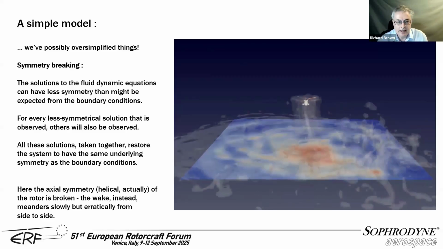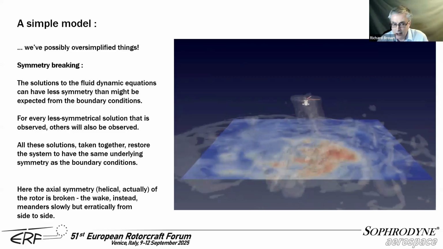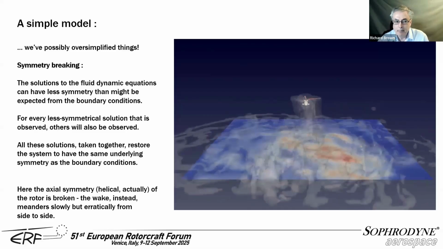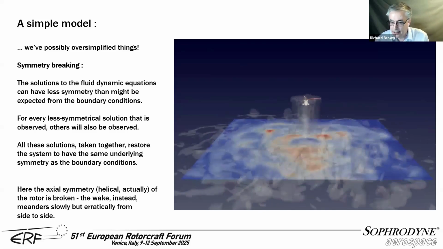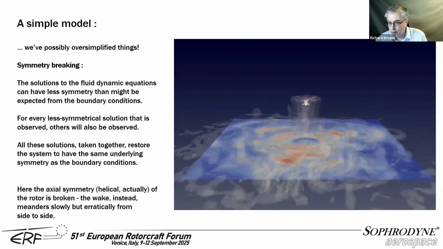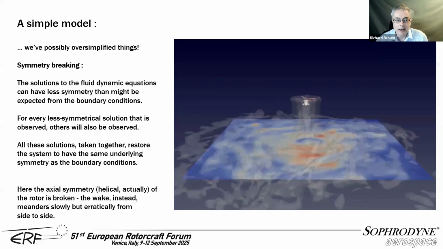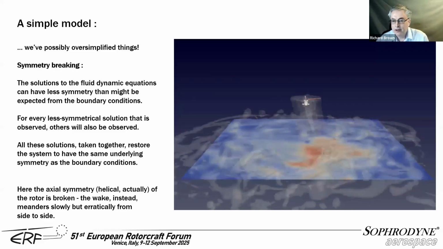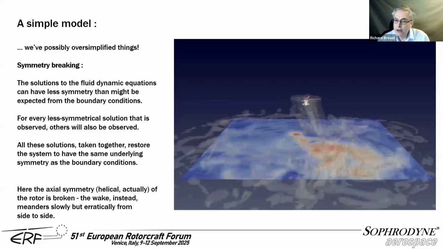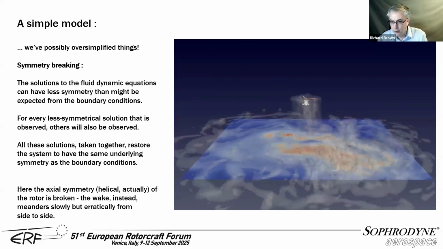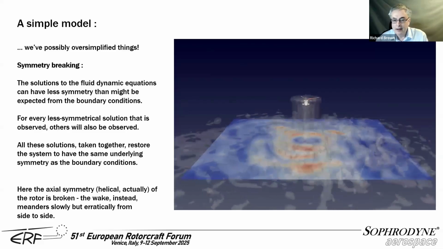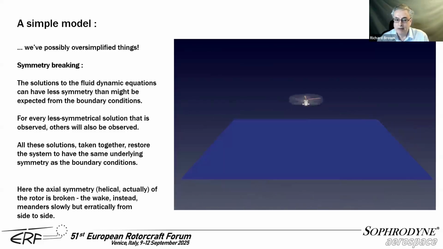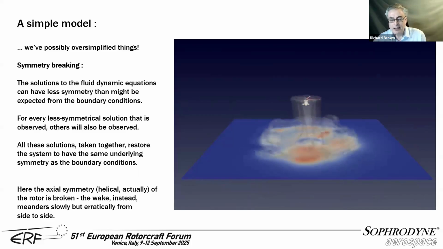The way to think about this is that the solutions to the fluid dynamic equations can actually have less symmetry than might be expected from the boundary conditions. Just because we've got an axially symmetric rotor doesn't mean that the fluid dynamic solutions that rotor will produce will all be similarly axially symmetric. But if we have solutions with less symmetry, then we'll also find other solutions alongside that original one with the broken symmetry. If we take all the possible solutions together and average them out, we'll restore the system to have the same underlying symmetry as the original boundary conditions. Okay, hopefully that makes sense.